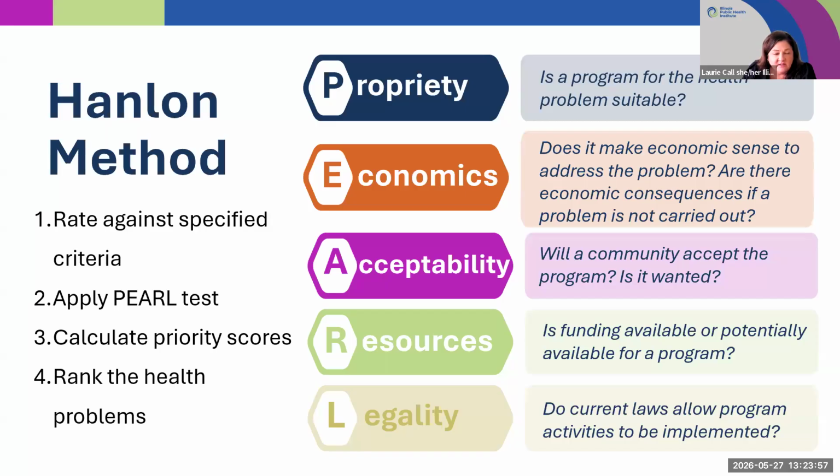And the Pearl test looks at: is this problem suitable, propriety, economics, does it make economic sense to address it? Acceptability, will the community accept a program or this type of solution? Is there R for resources and legality? Do the current laws allow a program or activity like this? Of course, if there's anything that's a no answer in those questions, you're going to eliminate that issue. And then you're going to calculate the priority scores and rank the issues.